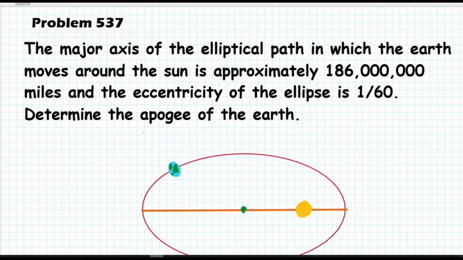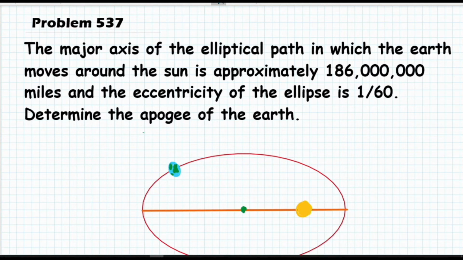So, this problem is similar dun sa last problem natin. Okay? So, sabi diyan, the major axis of the elliptical path in which the Earth moves around the Sun is approximately 186 million miles and the eccentricity of the ellipse is 1 over 60. Determine the apogee of the Earth. So, ang hinahanap po ay apogee ng Earth. So, alam natin, ang Earth ay elliptical yung pag-move niya around the Sun.